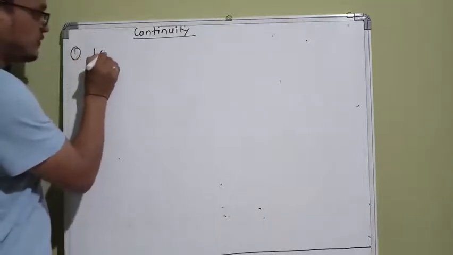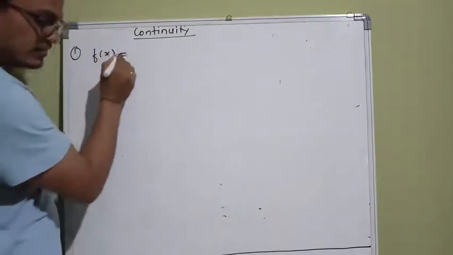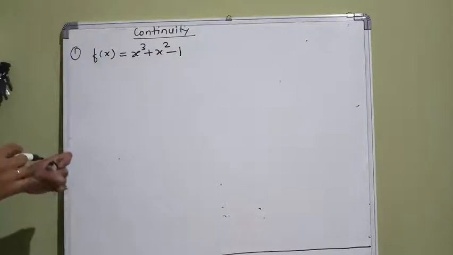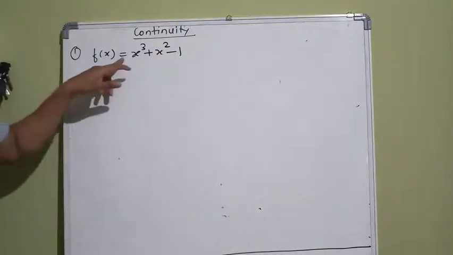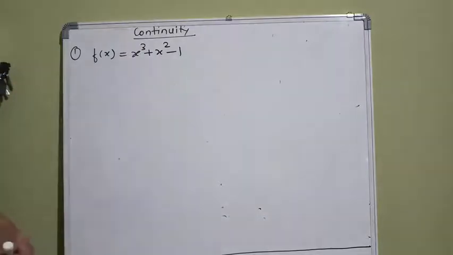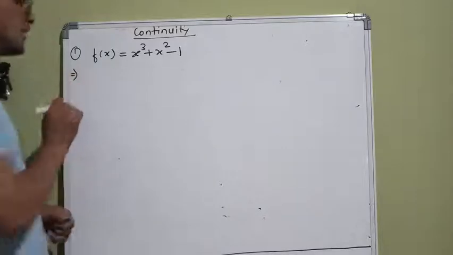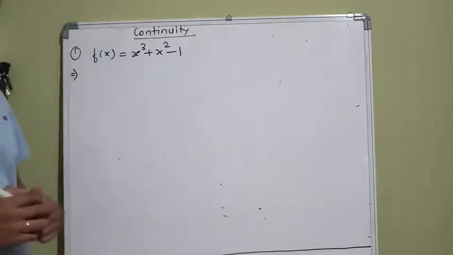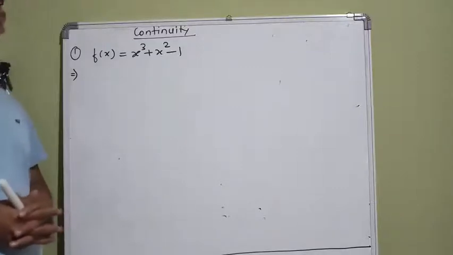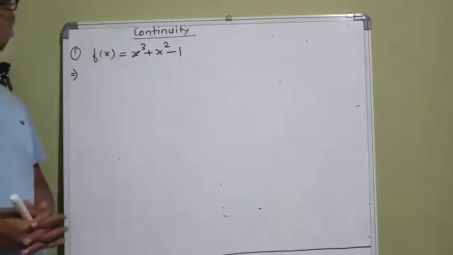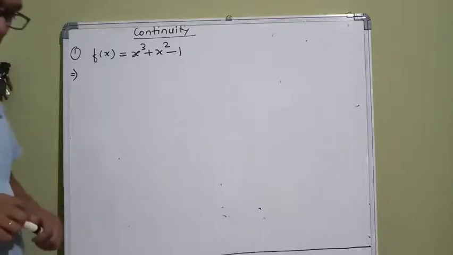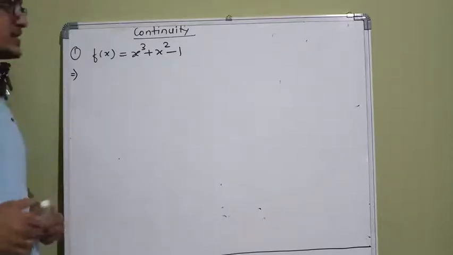That is f of x is equal to x cube plus x square minus 1. Here you have to check the continuity of this function, but the continuity point is not given. Then how to simplify? Whenever the continuity point is not mentioned, you have to assume the continuity point from the set of real numbers. Before choosing that continuity point, you have to write one sentence for such type of example.